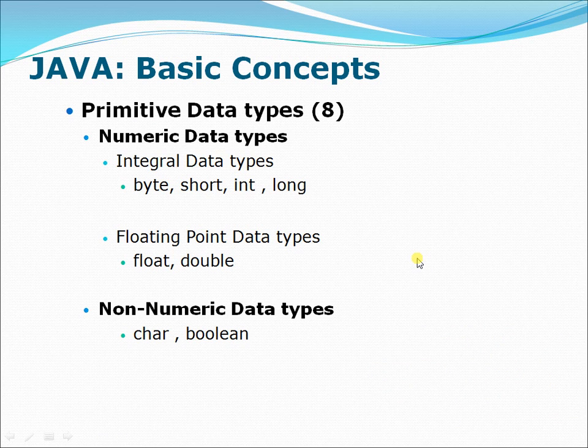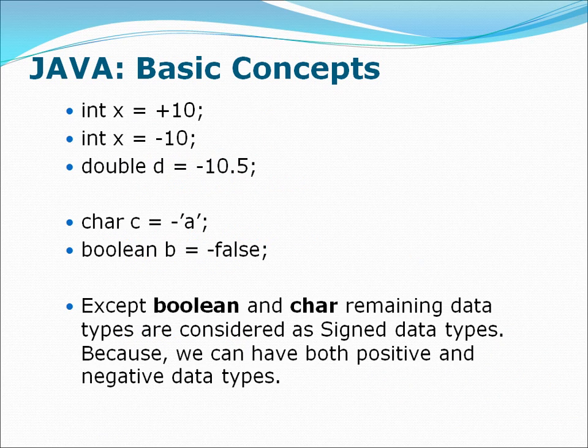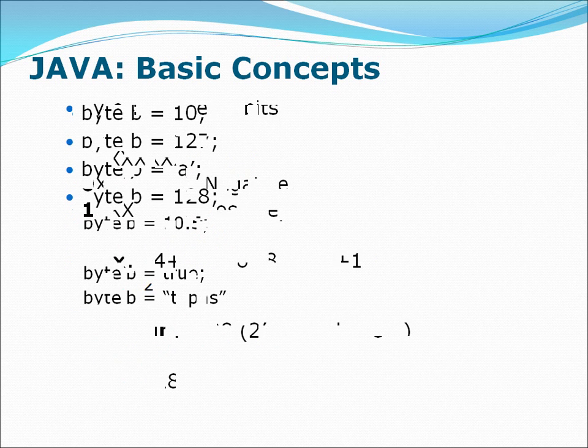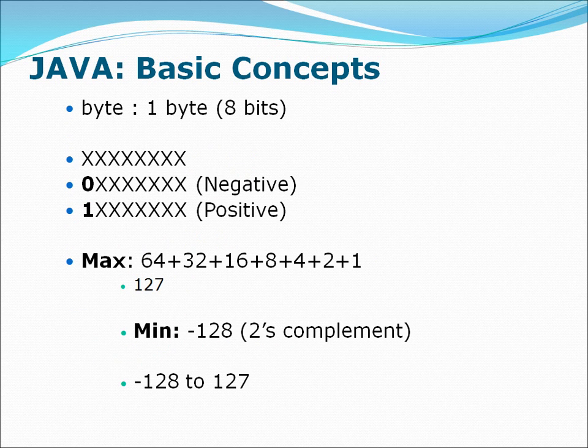So these are the data types which we have seen. Now we have seen different representations. How much size will a byte take? 1 byte, which means 8 bits. And what will the first position be? Because byte is signed, it can have negative numbers as well as positive numbers. So whenever it starts with 0, it is positive, and if it is 1, it means negative. So this is the thing which we have seen.